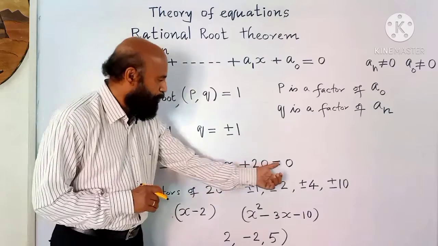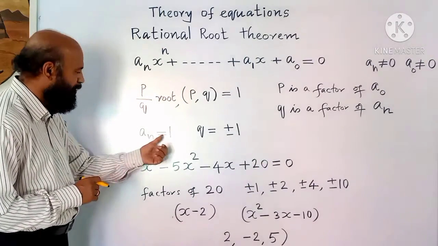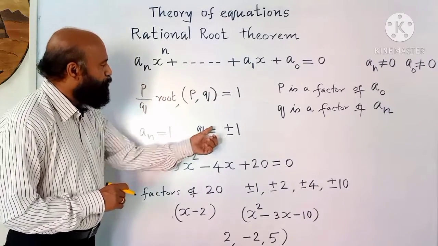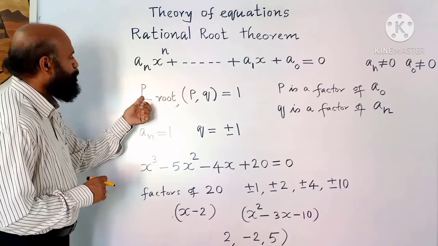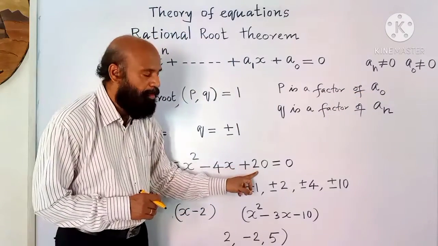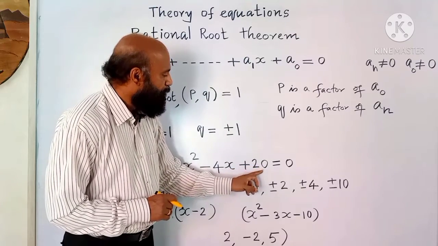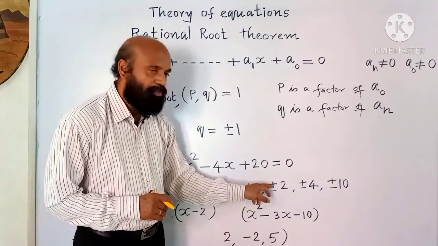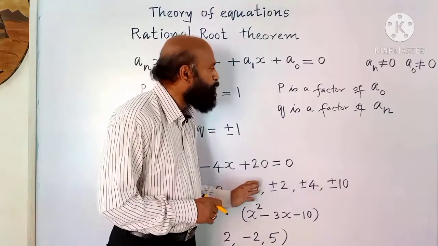It's a monic polynomial because the coefficient of the leading term is 1. That means an is 1. An is 1, then q should be plus or minus 1. So then p should be a factor of a0. In this example, a0 is 20. Then these are the factors of 20: plus or minus 1, plus or minus 2, plus or minus 4, plus or minus 10. So these are the possible roots.